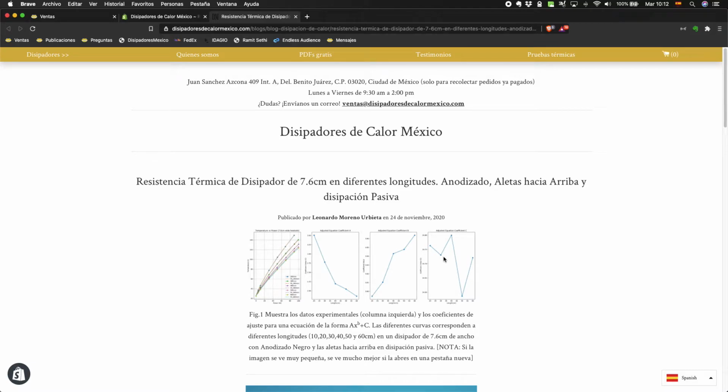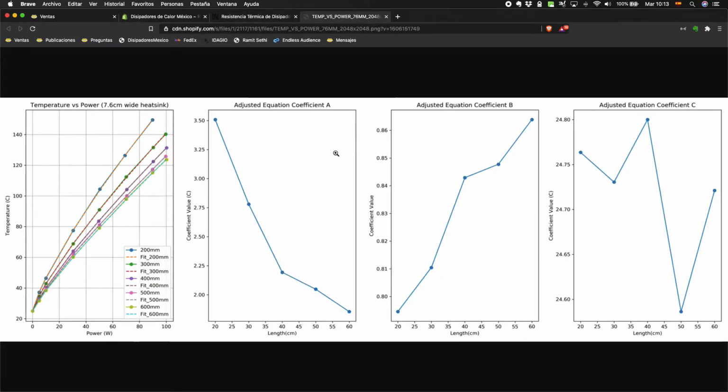This week I'm going to present some equations that predict the temperature of a heatsink based on the amount of heat that is given to this heatsink. This figure shows the experimental data. Particularly, this graph is the experimental data, which I'm going to open in a new tab. This is the experimental data for the 7.6 centimeter wide heatsink that I will show later for different lengths from 20 centimeters all the way to 60 centimeters at an interval of 10 centimeters.